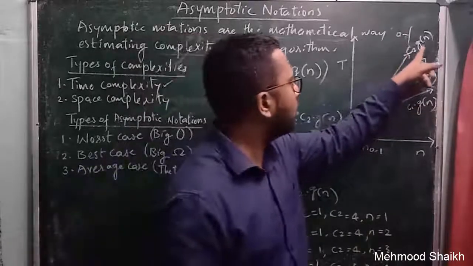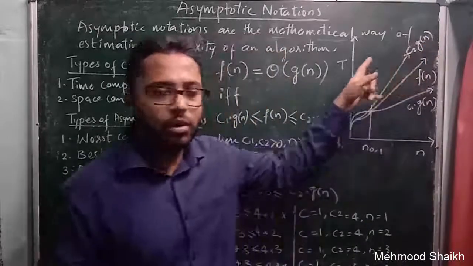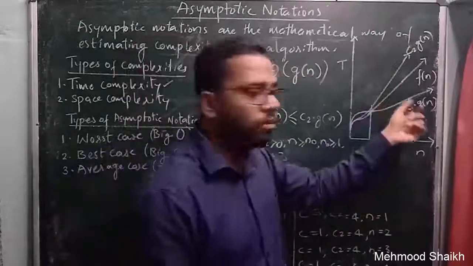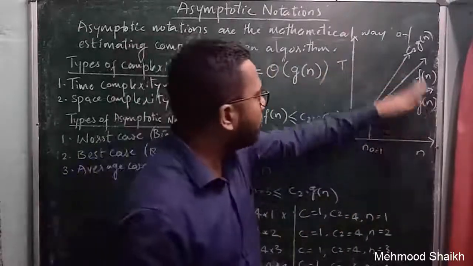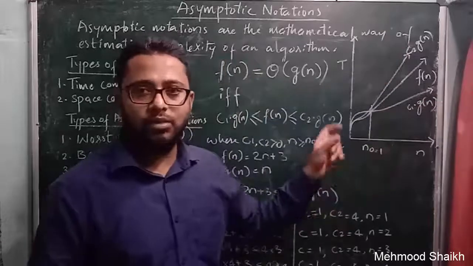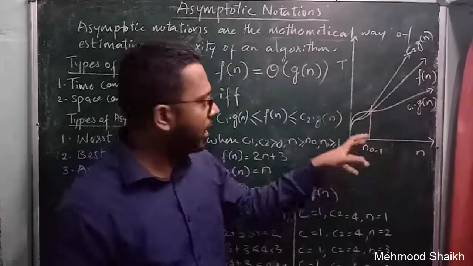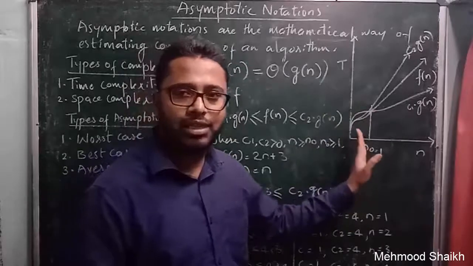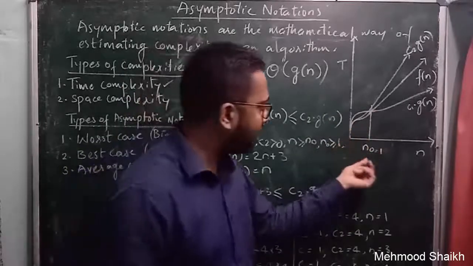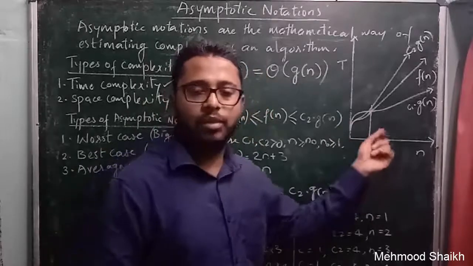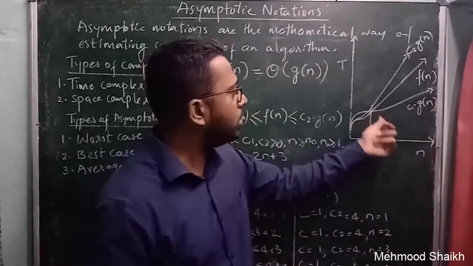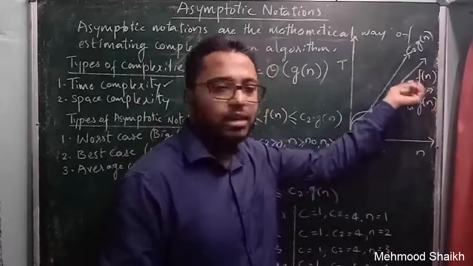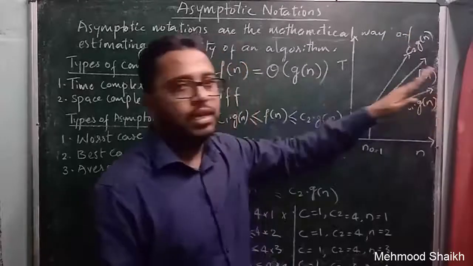See, this c2 dot g of n is the upper bound and c1 dot g of n is the lower bound, and your function is never going to cross either of these bounds. That is what the average case scenario is all about. And when the algorithm starts execution, after it reaches a particular point, n not equal to 1 or more than 1, at that time we will start noticing this behavior that our function f of n lies between the upper bound and the lower bound.